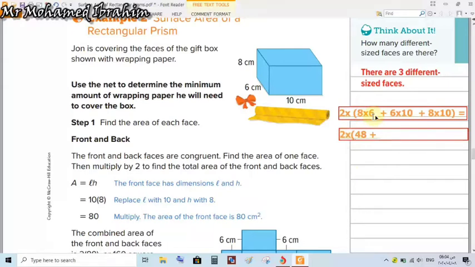Six times 10 equals 60. Plus 8 times 10 equal 80. Let's try to find the total. 80 plus 60 equal 140. 140 plus 40, 180. 180 plus 8, 188. Now we need to multiply 2 times 188.